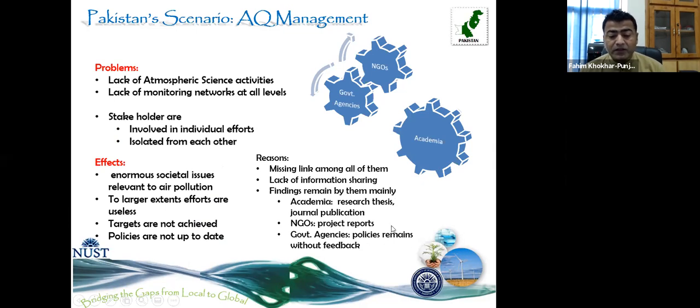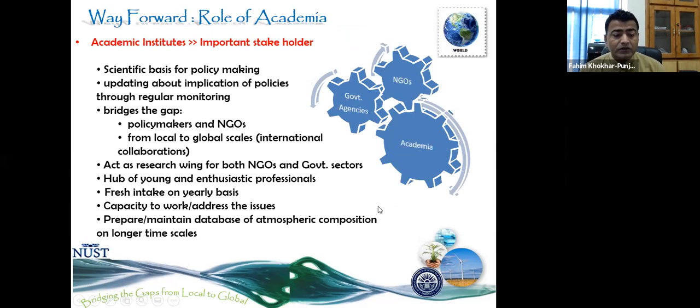Policies remain without any proper feedback. So what is the way forward? The academia should be taken on board and should play an active role and provide their feedback, because it acts as a research wing for both NGOs and government sectors in effective air quality management procedures.